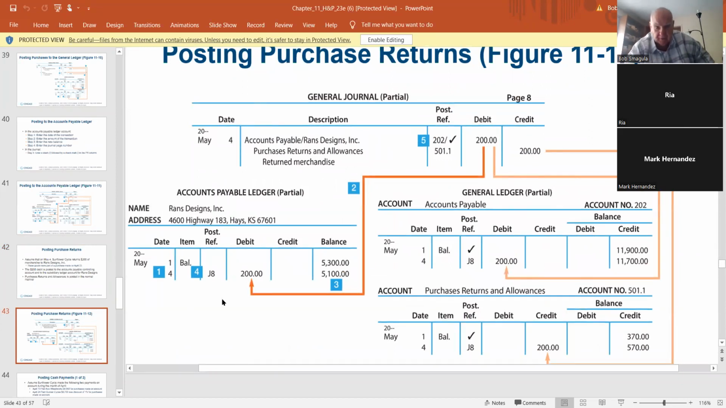Here is our journal entry. We returned $200 worth of goods. So we get to debit accounts payable for $200 and credit purchase returns. And they're showing you the debit here in the general ledger and the credit in the general ledger. And if you look here, you're going to see accounts payable ledger, and then you're going to have a folder for each associate. So here, Rand's Design, 5,300 plus 200, 5,100, or 200 less because it was a return.